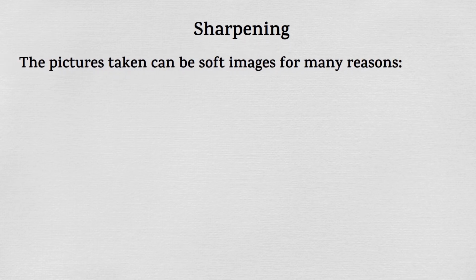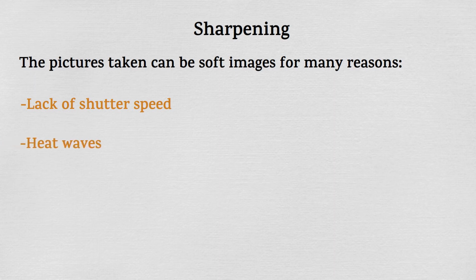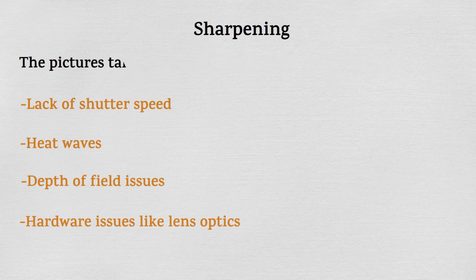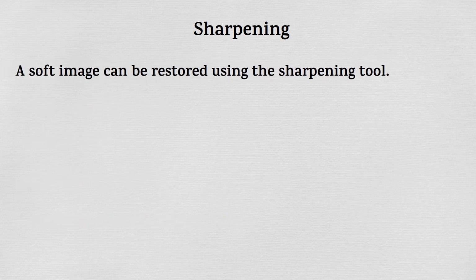Sharpening. Pictures can be soft for many reasons. One could be a lack of shutter speed, another could be heat waves or depth of field issues, or hardware issues like your lens optics, the kind of lens you are using. So you have to sharpen your images in post-processing, and it can be done by various methods.